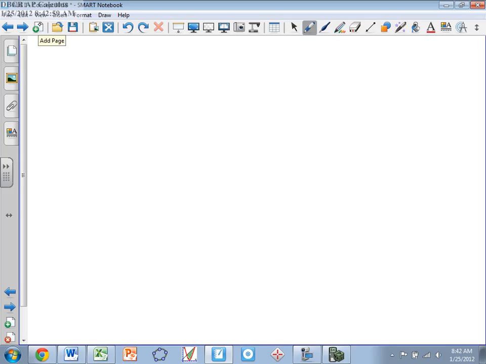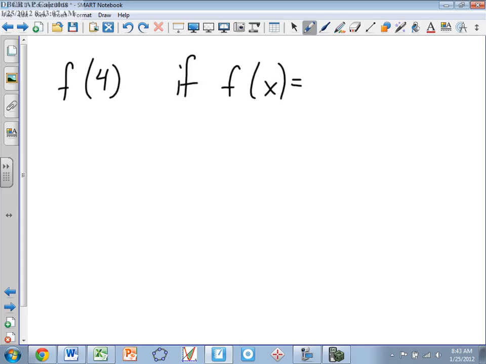Try finding f of 4 if f of x is equal to 2x to the third plus x to the fifth minus 7. Now, in this problem, direct is going to be really messy, unless you use a calculator, obviously. But I want you to try synthetic here. Try that. Hey, don't forget your 0 placeholders. Don't forget your 0 placeholders.